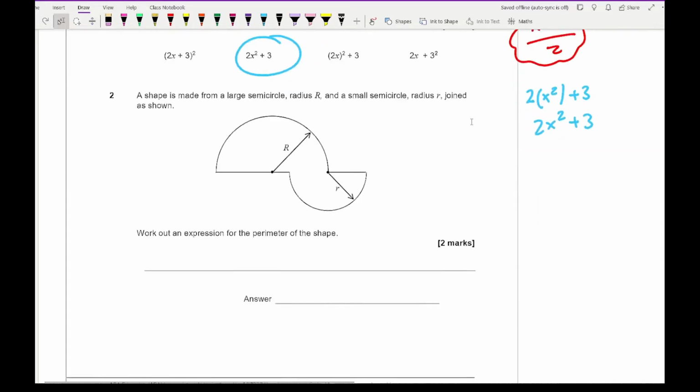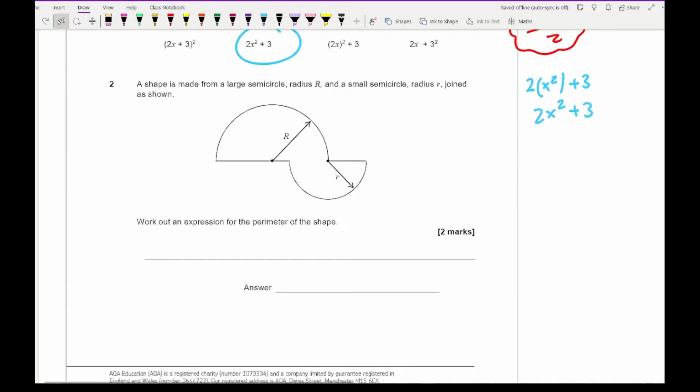Now looking at question 2, it says the shape is made from a large semicircle of radius capital R and a small semicircle of radius little r, joined as shown. Work out the expression for the perimeter of the shape. So what I need to do is see how many of these sections I've actually got.